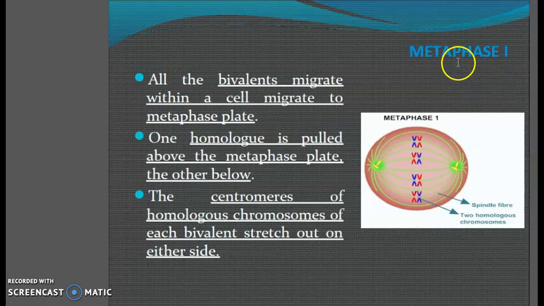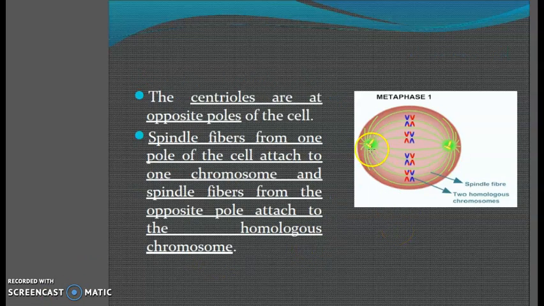The next stage is metaphase 1. All the bivalents migrate within the cell to the metaphase plate. One homolog is pulled above the metaphase plate, the other below. The centromeres of homologous chromosomes of each bivalent stretch out on either side. The centrioles are at the opposite poles of the cell. Spindle fibers from one pole of the cell attach to one chromosome and spindle fibers from the opposite pole attach to the homologous chromosome.